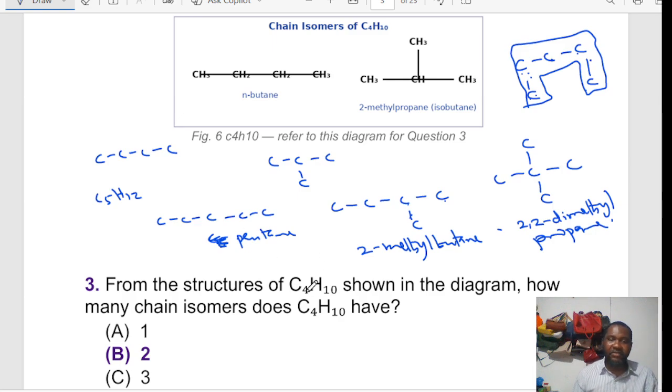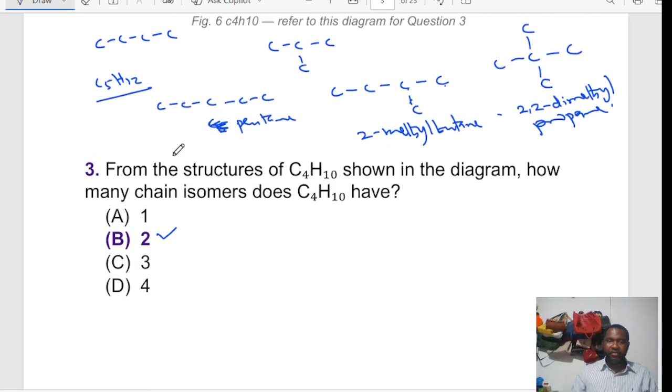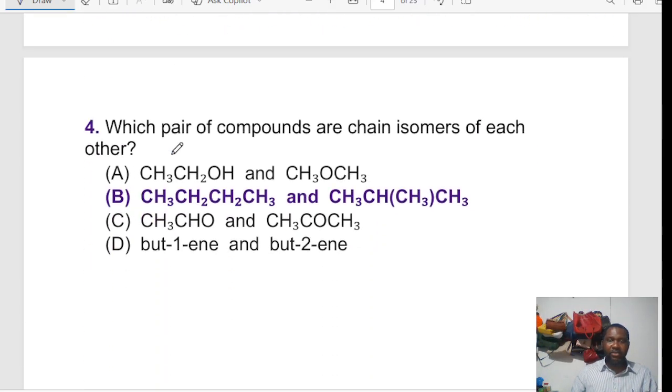But in the case of C4H10, the answer is B. It has only 2 isomers. But in the case of C5H12, it has 3 isomers. I hope this makes sense. Okay? So that leads us to the 4th one.